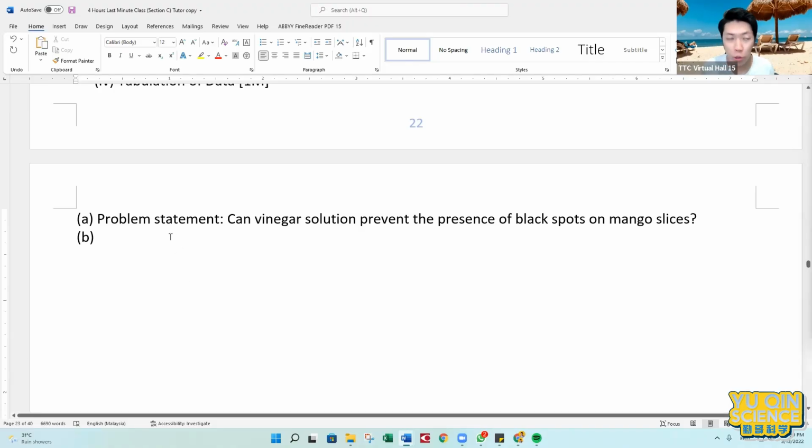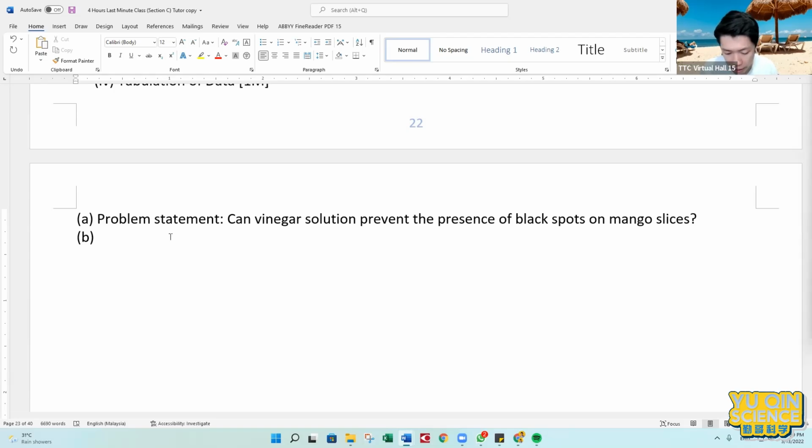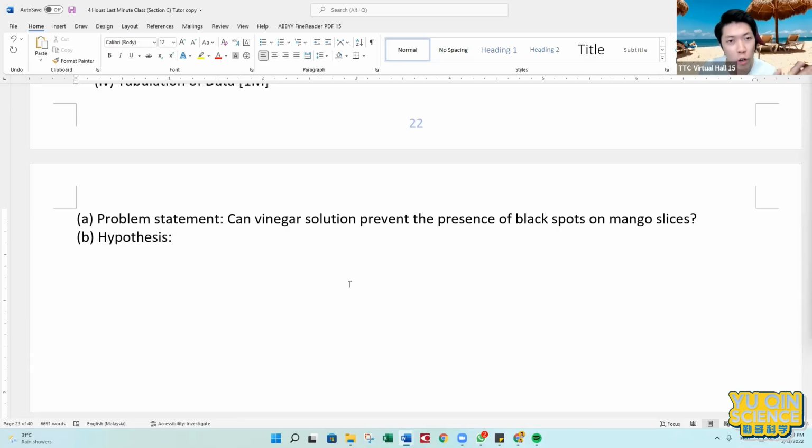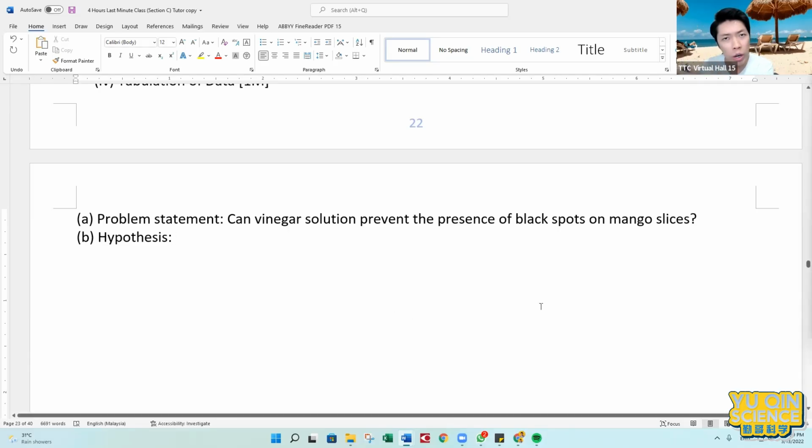Okay, no problem. Next will be hypothesis. Literally, you can use the method that we've been talking about. Hypothesis is measurable or not measurable. If it's measurable, you can go for the first type. If it's not measurable, go for compare or go for statement.